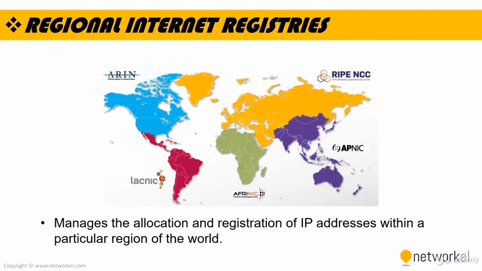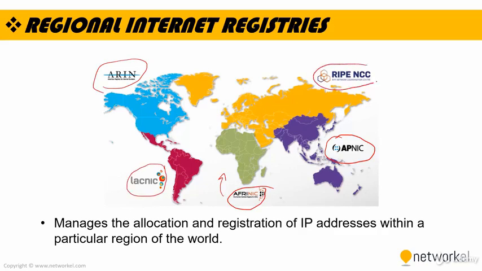And let's take a look at the regional internet registries. These organizations manage the allocation and registration of IP addresses within a particular region. For example, we have APNIC, AFRINIC in Africa, ARIN, LACNIC, and RIPE for a really large region.